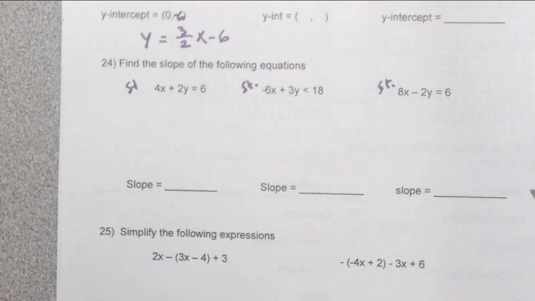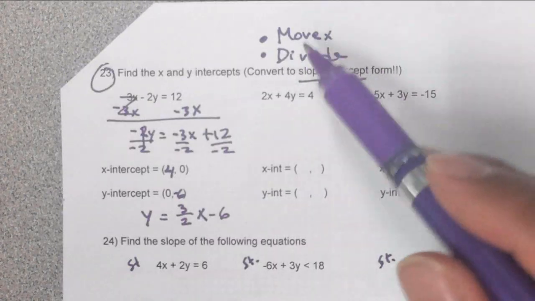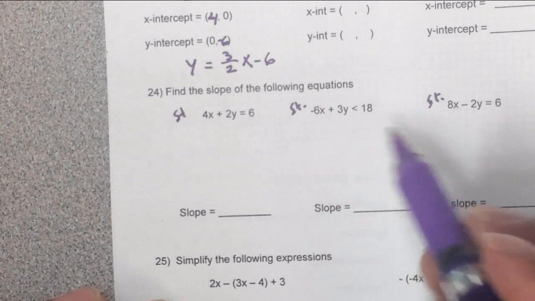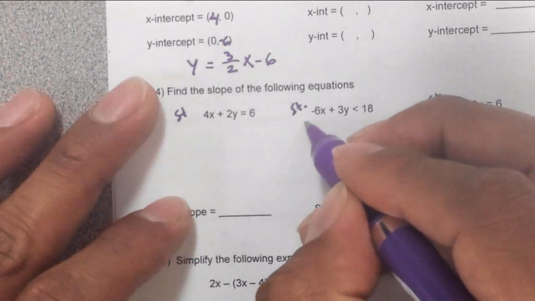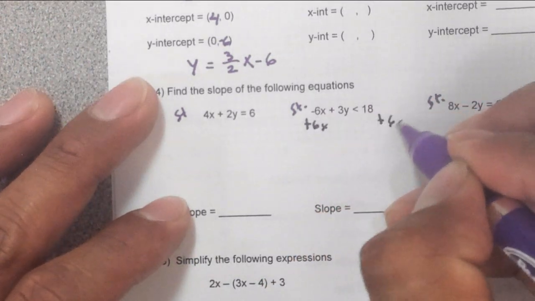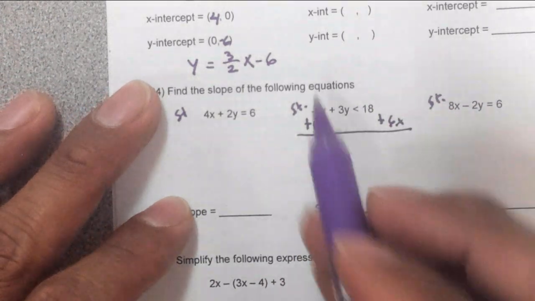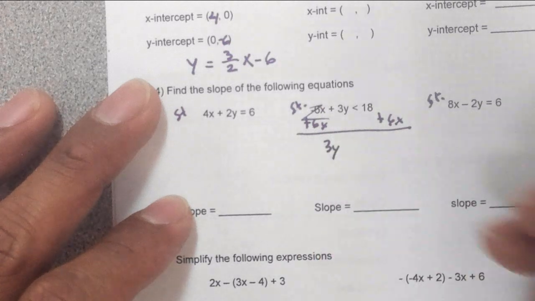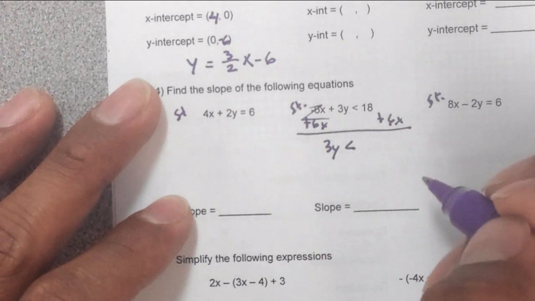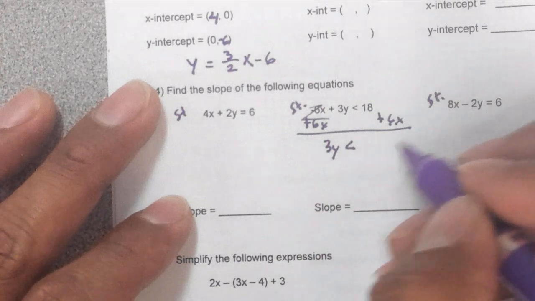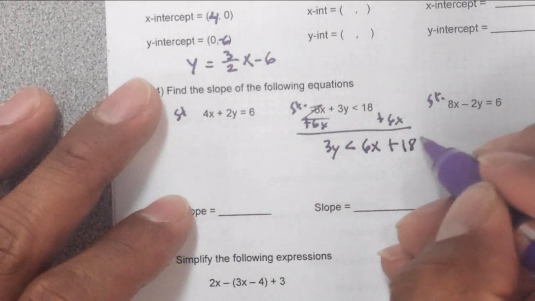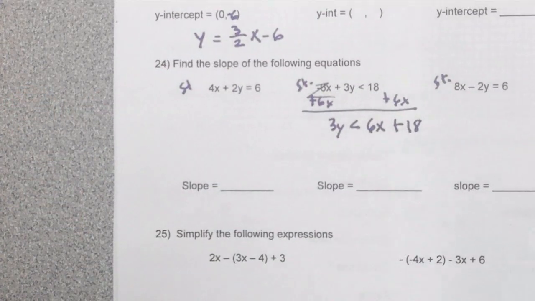Therefore, I need to change it using the same steps. Move x and then divide. So I will do that for the inequality, because just know that it's the same thing. Move x: plus 6x, plus 6x. That's a 0. You bring down the 3y. You bring down the inequality sign. And again, just to be consistent with the formula, I will go ahead and put the 6x first and then the 18. And that's moving the x.